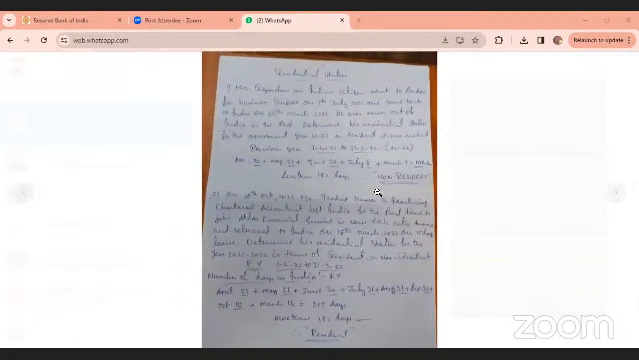Okay. Now one more sample. Resident and ordinary resident. So in one question, first you have to write the previous year. Next, what is the basic condition?